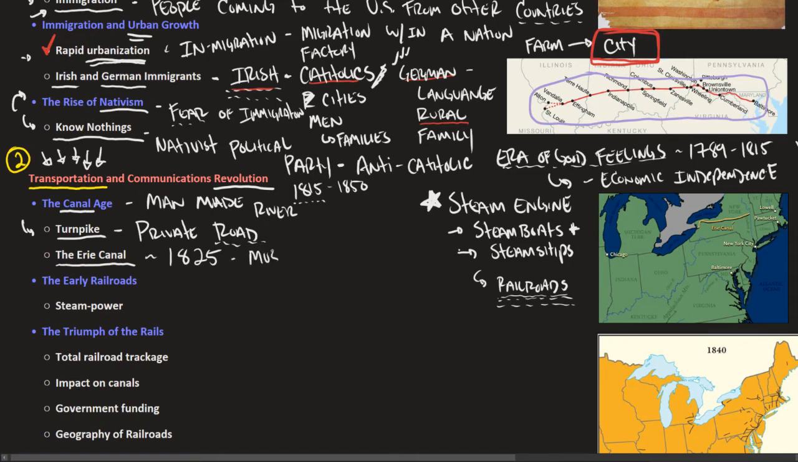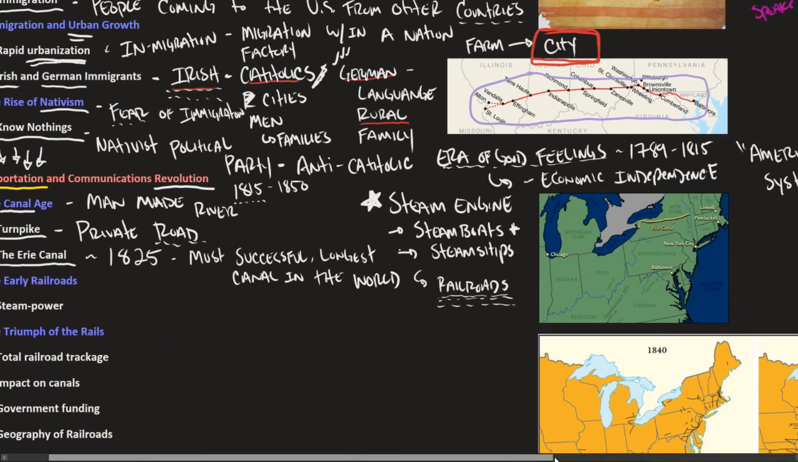This was the most successful and also the longest canal in the US. In fact, I'll say it was the most successful in the world, actually. All right. You can get an idea of where the Erie Canal was and just how important it was.